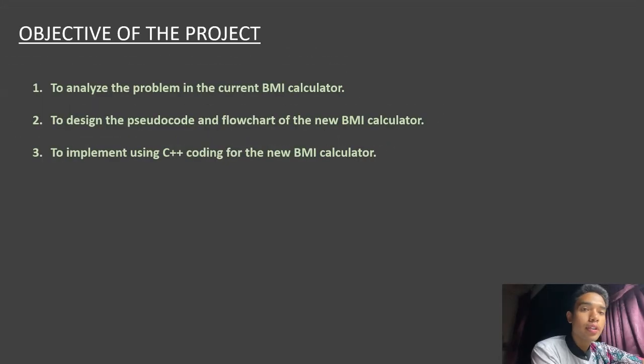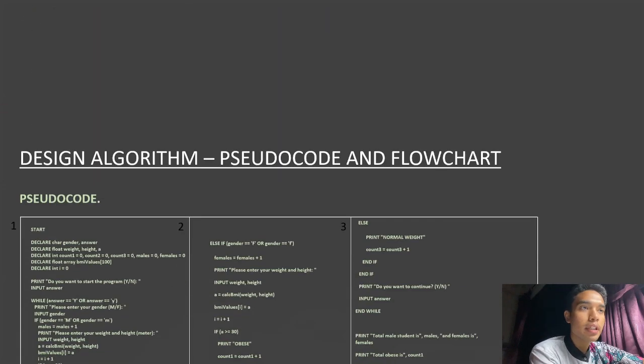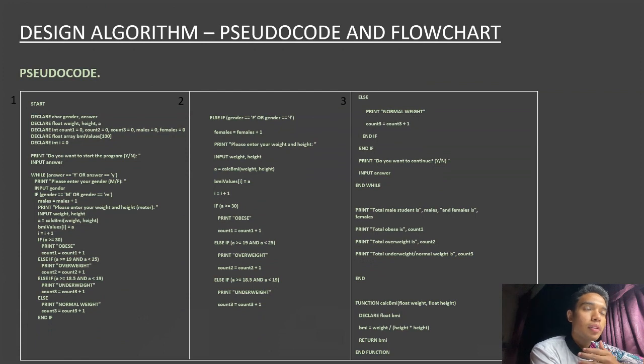Now we continue to the design algorithm, which is pseudocode. First of all, we declare the gender and answer that have been given from the programming. After that, weight and height, and we declare int count 1, count 2, count 3, males and females for every single loop. After that, the array of BMI values, which we have given a hundred values, and lastly int i = 0.